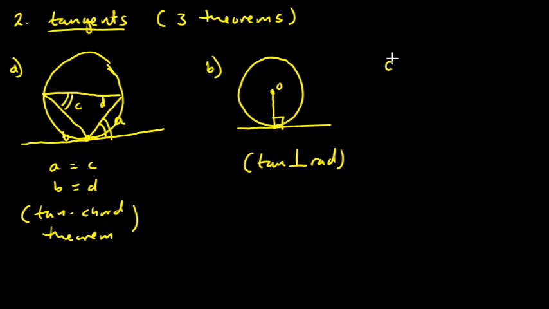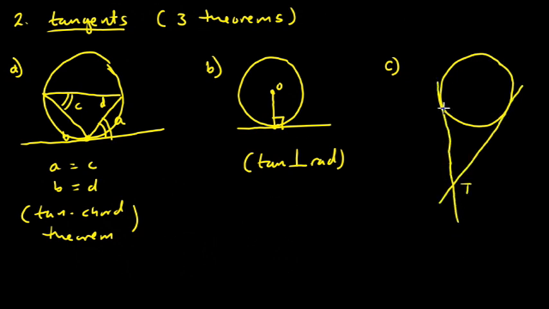Number C, we may have a circle like this, and then we have two tangents, and this is T. Let's say this one is A, the point of tangent here. The point of tangent here is B. We say that TA is equal to TB, right? The length from here to there is equal to the length from here to there.